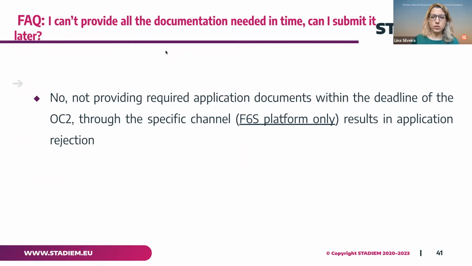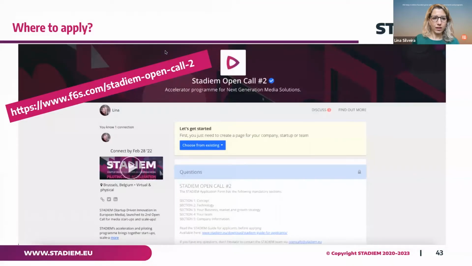Only submissions, documents, and all information are accepted before the deadline on the F6S platform. And that link is also indicated on our website. And that leads me to the next part. Okay. So where do I apply?